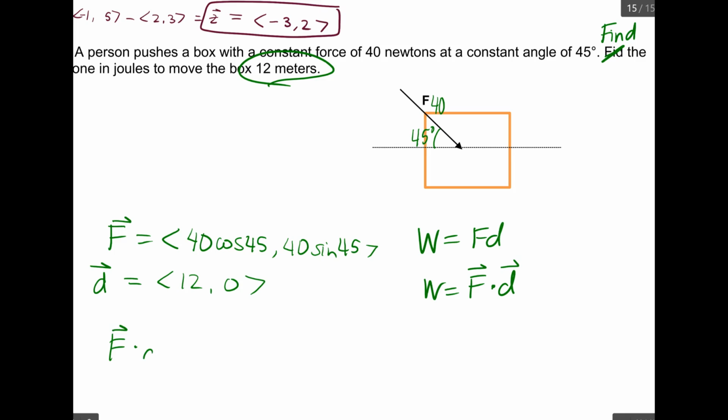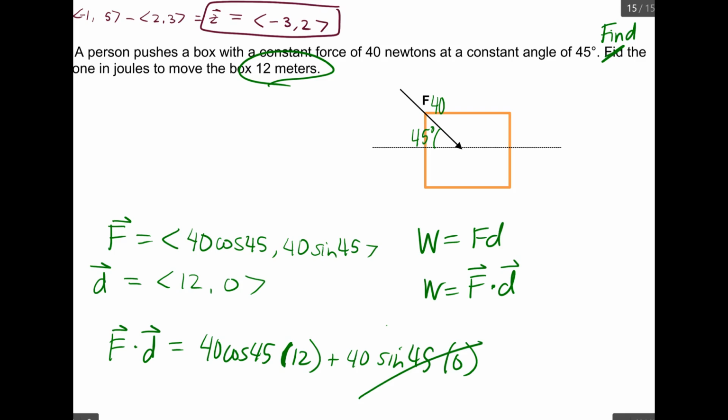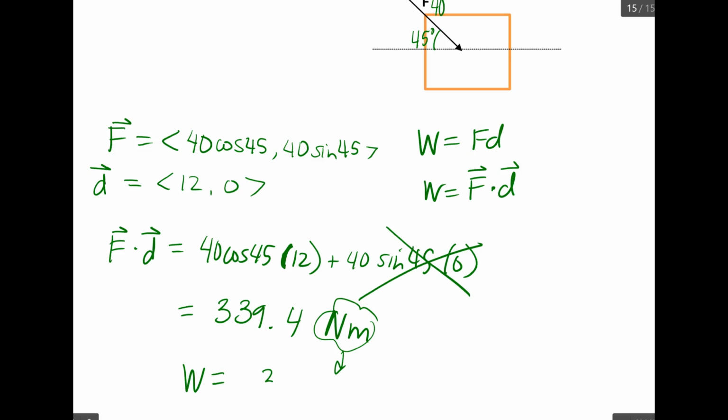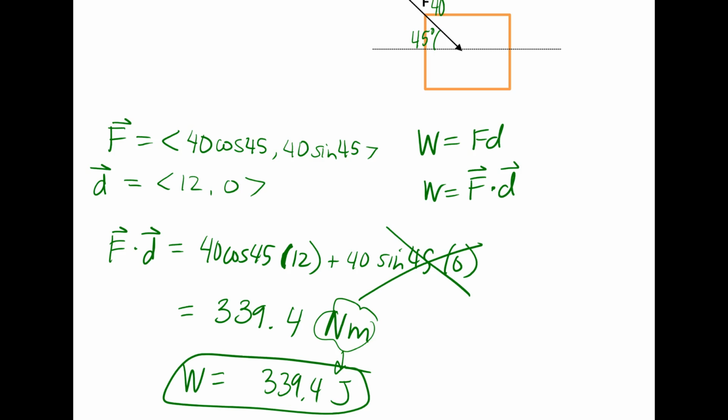So if I do the dot product, I'm literally going to take 40 cosine 45 times 12 plus 40 sine 45 times 0. Oh my god, the y component cancels out. Who would have thought that the force and the x component, the only parts that are parallel to each other, will actually give me a number? So this is 339.4 newton meters. You might have learned that in physics. This is the same thing as 339.4 joules. Cool, and that's the end of our lesson. Seniors, you're done learning new stuff.